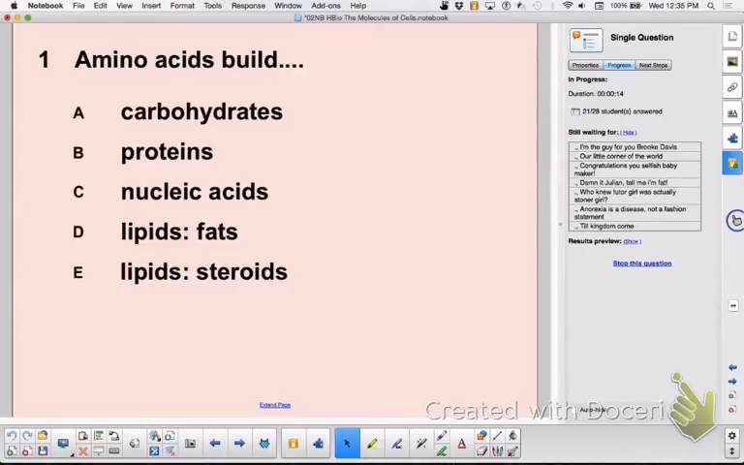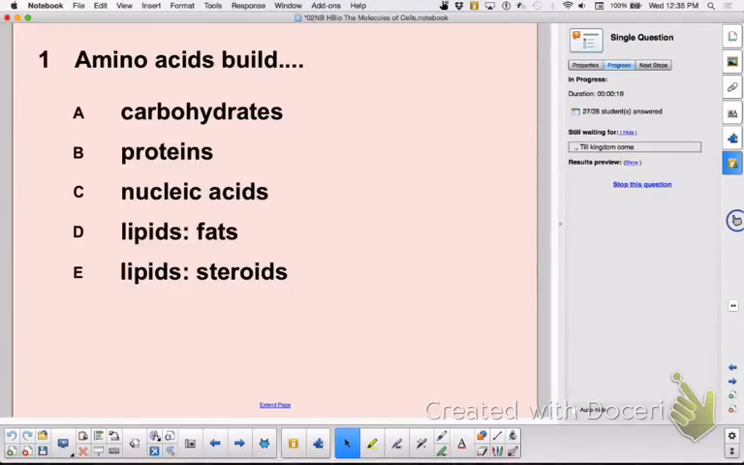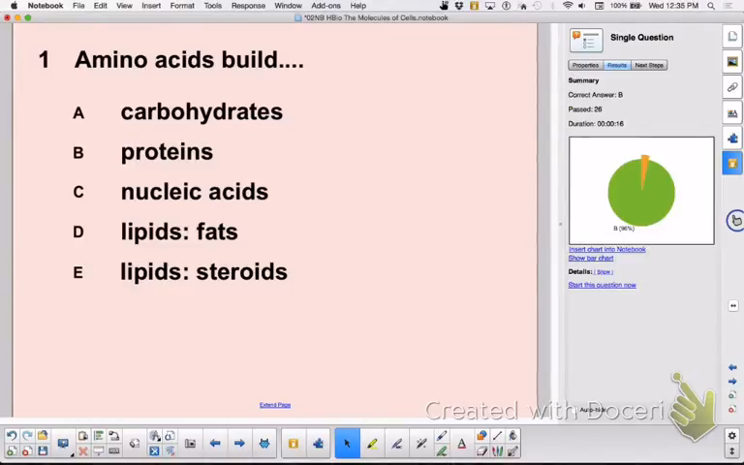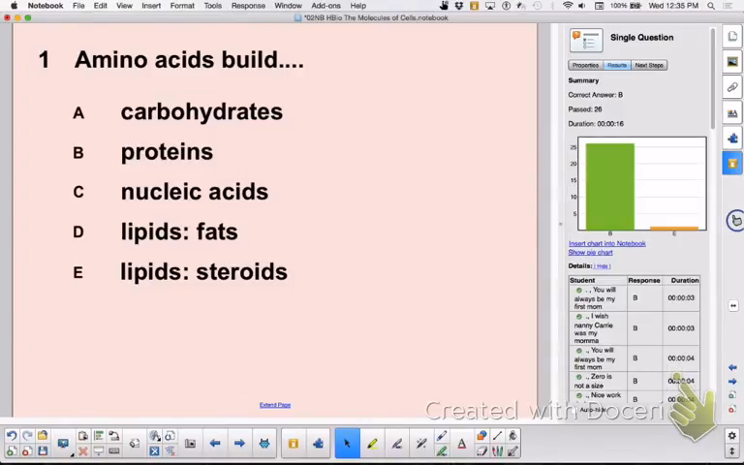Five, 4, 3, 2, 1. What did somebody say? Most of you got that. Amino acids build proteins. Let's go on.